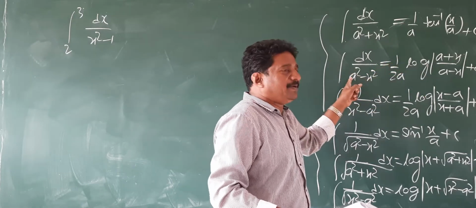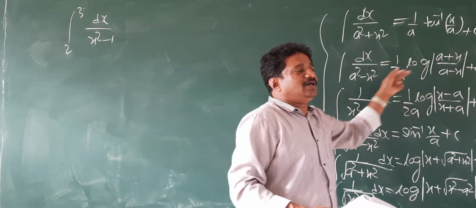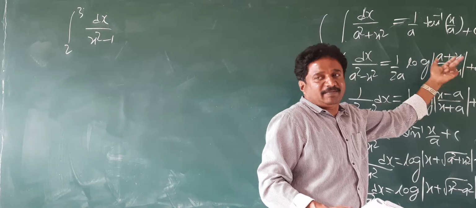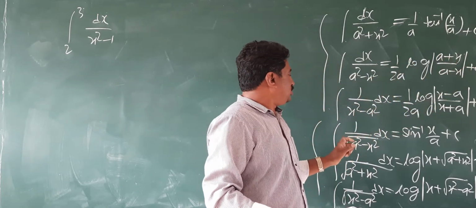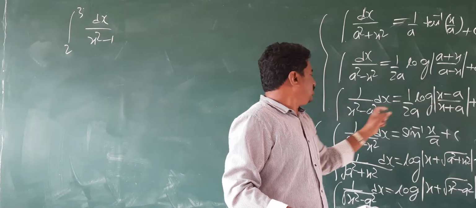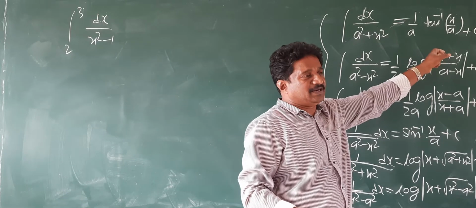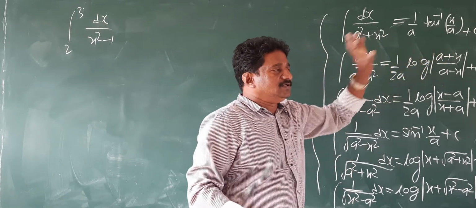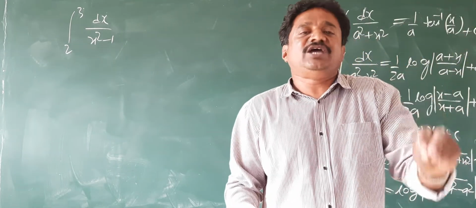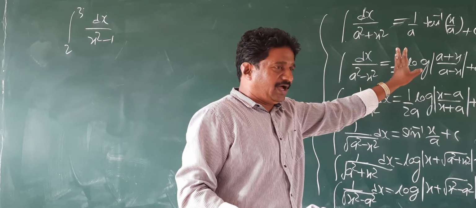If it starts from a, you write a plus x. If it starts from x, you write x minus a. If it starts from a, you write a plus x. Correct? So tell me two options which we use for the integrals which have no roots: 1 by a tan inverse or 1 by 2a log.